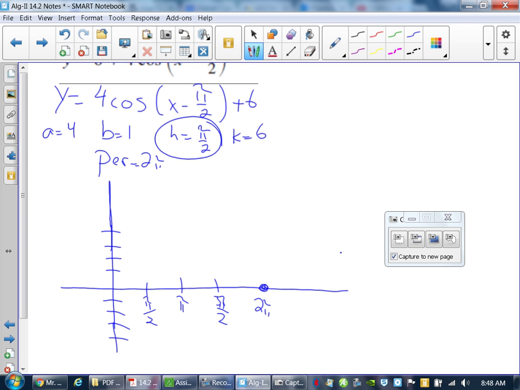Cosine. Does cosine start at A or does cosine start at 0? A. It starts at A and it goes through the cycle. Parent function, solid or dotted? I said that, right? And now we have to shift everything.